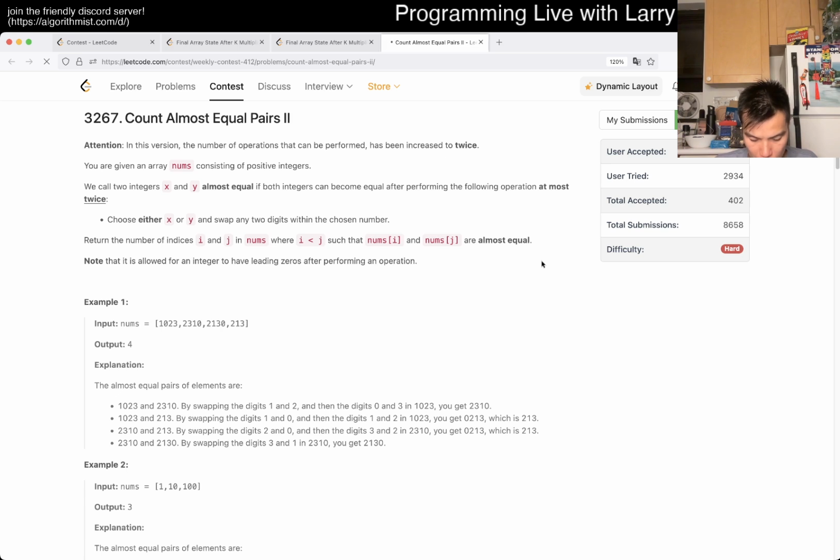No, it's not 4 choose 2, it's 3 choose 2. 3 choose 2 is just 3. Incrementing is not the same though, Larry. I think that's the difference.